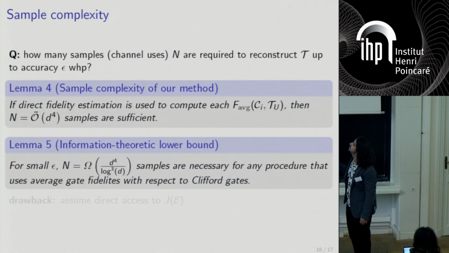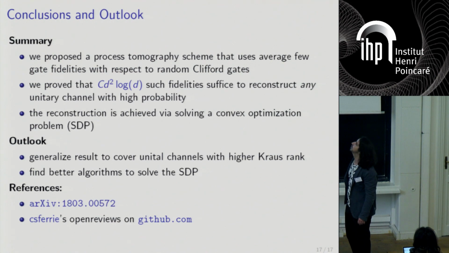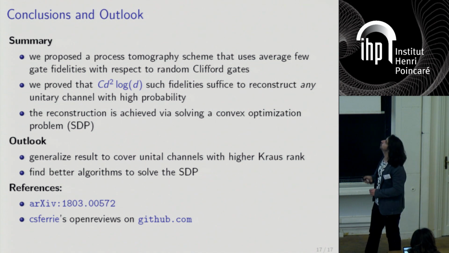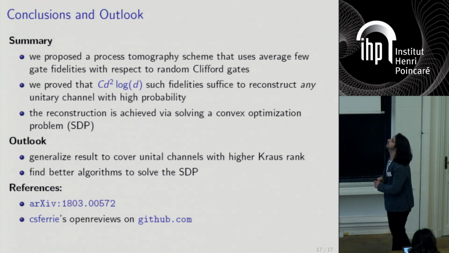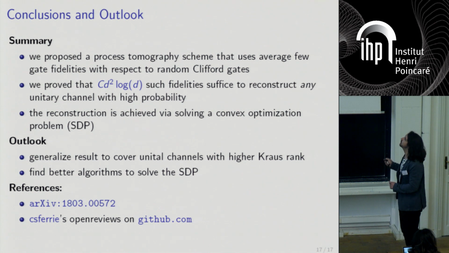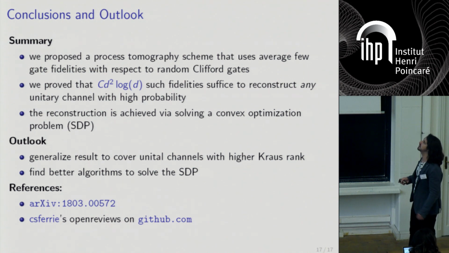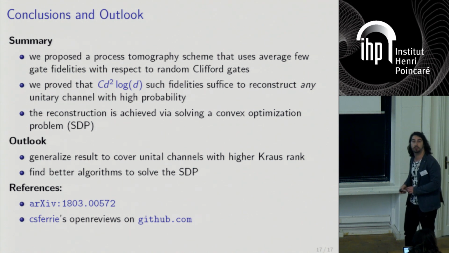I think I'll skip the sample complexity part and want to conclude. So in summary, we proposed a process tomography procedure that uses average gate fidelities with respect to random Clifford gates. We proved that an order of d squared times log d many such average fidelities suffice to reconstruct any unitary quantum channel with high probability. And the reconstruction is actually achieved via solving a convex optimization problem.